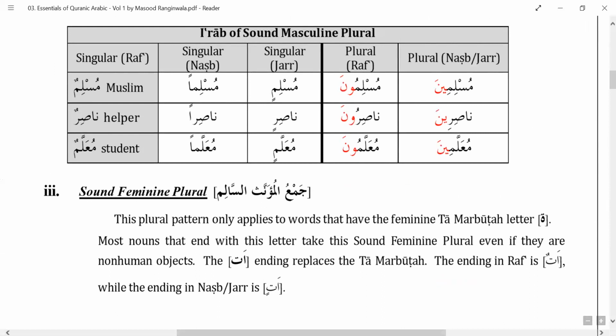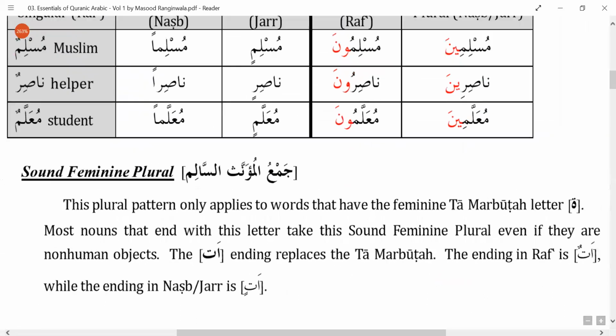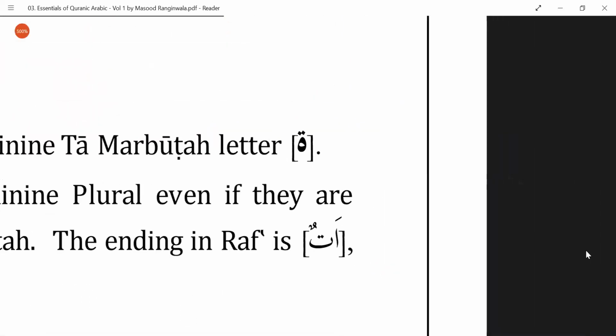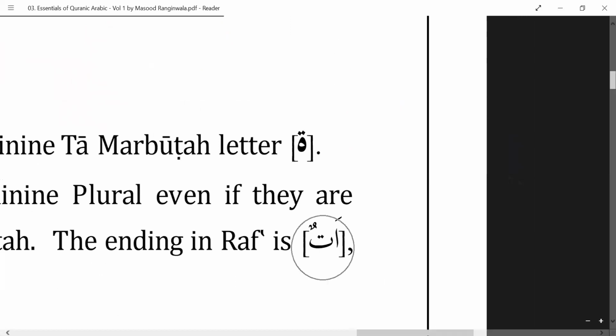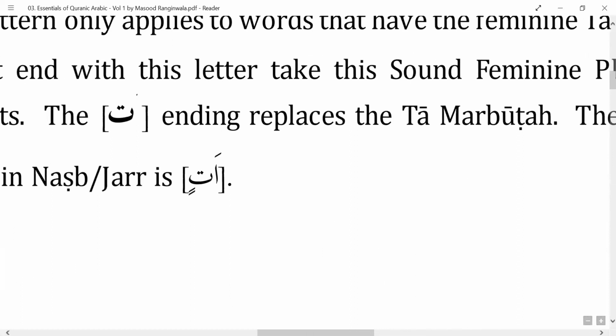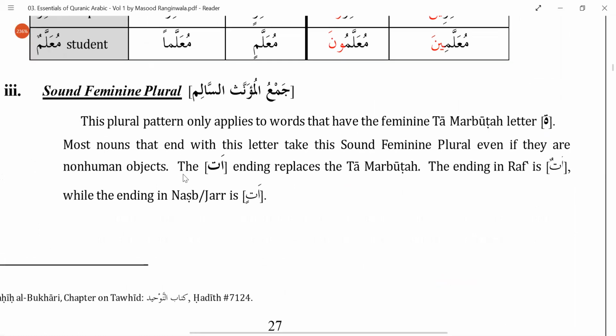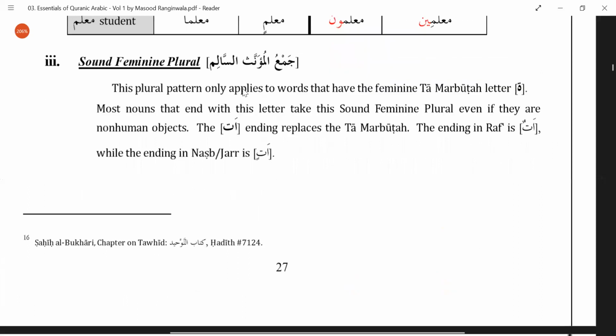So like how you have una, ina combination for masculine, same way you have two more combinations which you will do, which is atun and atin. This one here. Atun and atin. Again, the same difference. Atun is rafa, atin is nasb or jar. This plural will be only to those where the word ends in a closed ta. The closed ta, you will remove that and you will add atun at the end. So this is jam'ul muannath, muannath means feminine. Mudhakkar masculine, muannath feminine. Jam'ul muannath is salim. It's a sound feminine plural.